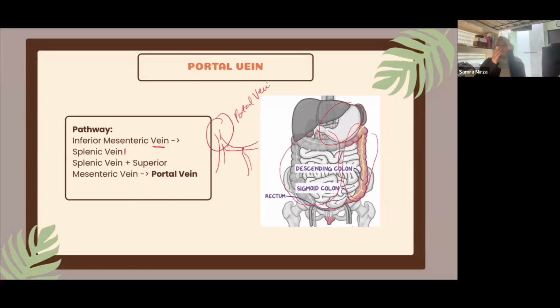And this enters the liver, and then the portal vein eventually ends up in the IVC and it carries the blood back to the heart. So what you just need to know is the pathway of how the portal vein is forming. Again, the inferior mesenteric enters the splenic vein first, and then the splenic vein converges with the superior mesenteric, and they give rise to the portal vein.